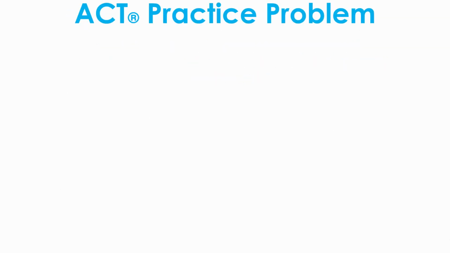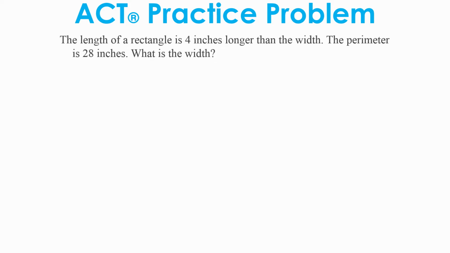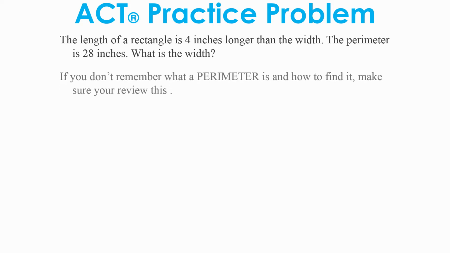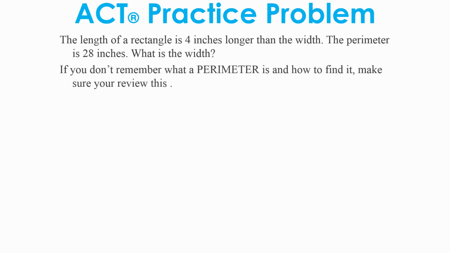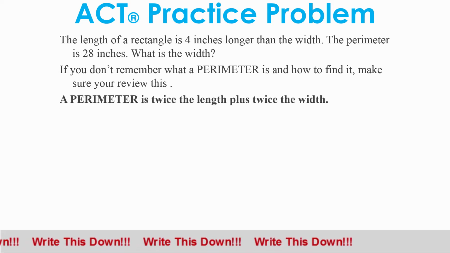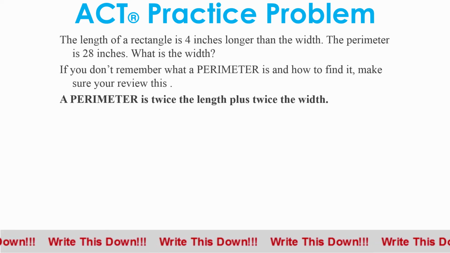Okay, let's see how this works in a real word problem from a real ACT test. Most of the simultaneous equations you will run into on this test are much easier than the previous example. Here's a problem we did by back solving, but let's see how to do it with simultaneous equations. The length of a rectangle is 4 inches longer than the width. The perimeter is 28 inches. What is the width? First, if you don't remember what the perimeter is or how to find it, review the section on geometry. The perimeter is twice the length plus twice the width.